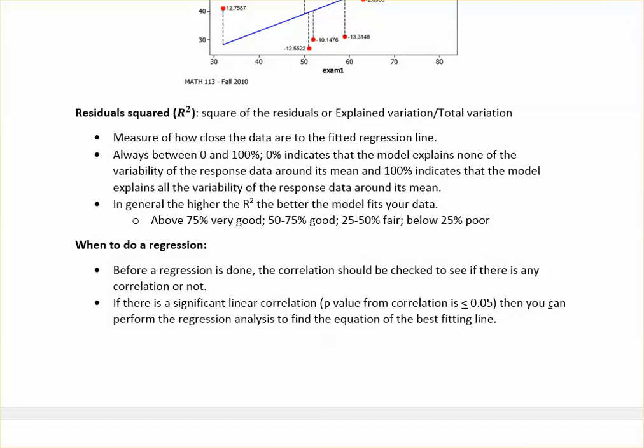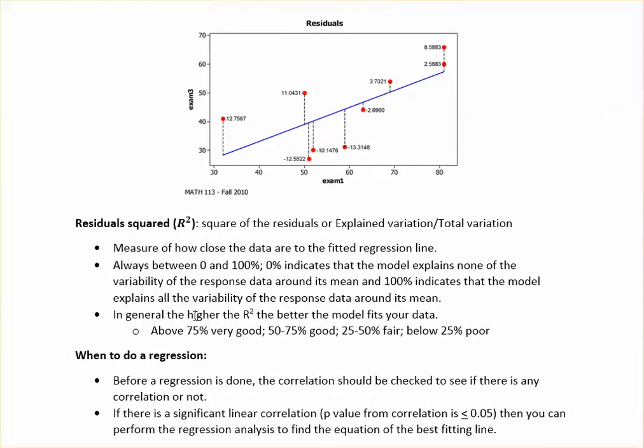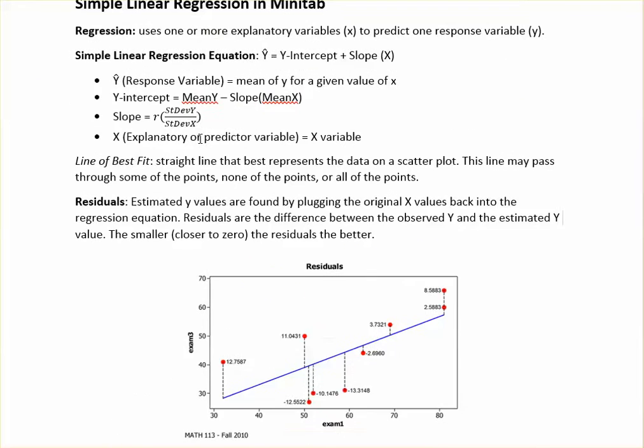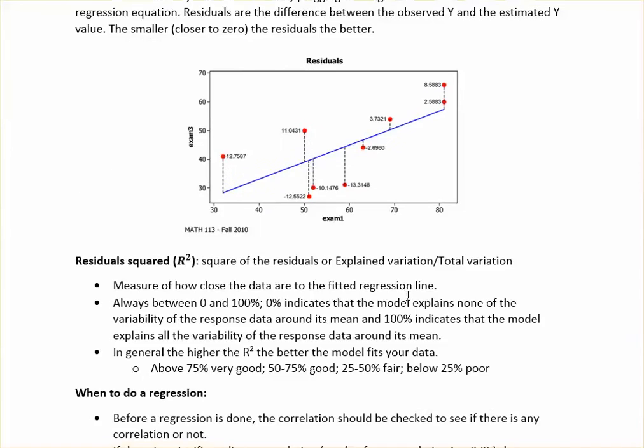And when would you do a regression? Before a regression is done, the correlation should be checked to see if there's any correlation or not. If there is a significant linear correlation, so the p-value from correlation is less than 0.05, then you can perform the regression analysis to find the equation of the best fitting line.